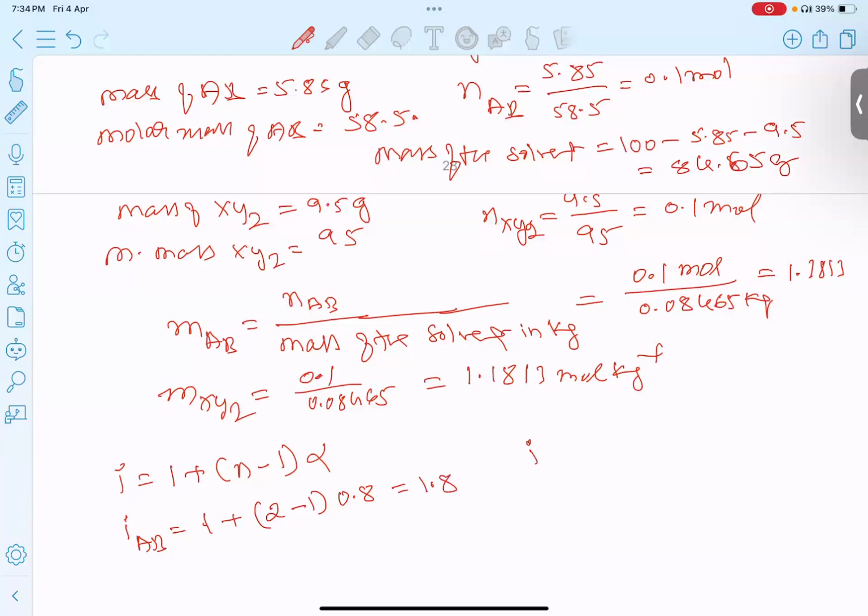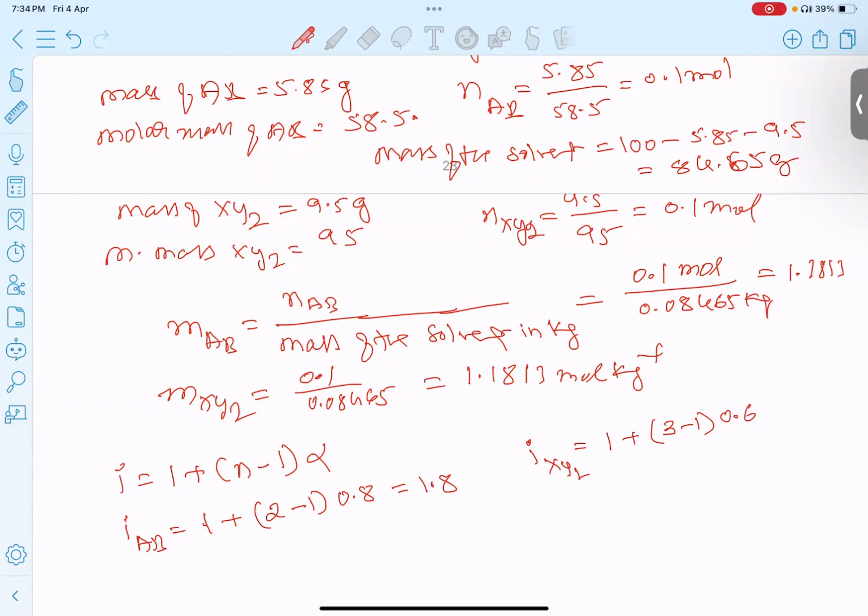Then the van't Hoff factor of XY2 is equal to 1 plus (n minus 1) into alpha. After ionization, XY2 gives 3 ions, therefore the n value is 3. So 3 minus 1 into the degree of dissociation, which is 0.6, that is 60%.